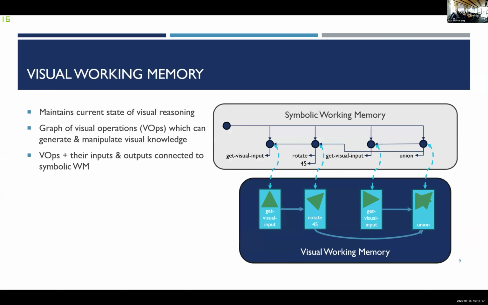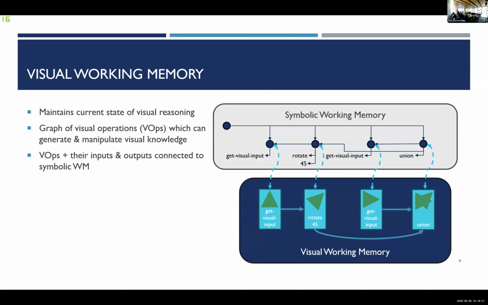All right, so I'm going to focus in a little bit on visual working memory. That's where most of the work in this talk has gone on. It's a set of nodes and edges, just like a lot of other things in Soar. In this case, these nodes are visual operations or visual operators called VOPs, which can generate and manipulate visual knowledge, and they're chained together so that the output of one can become the input of the other.